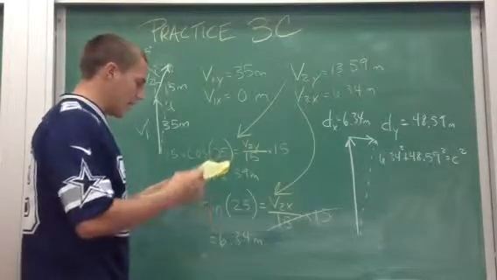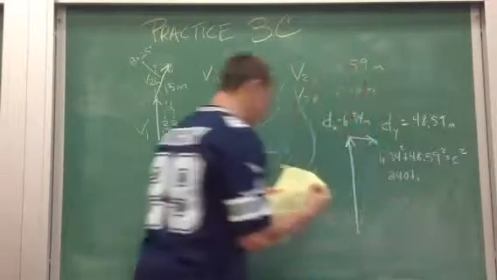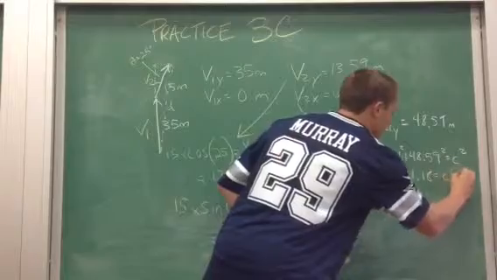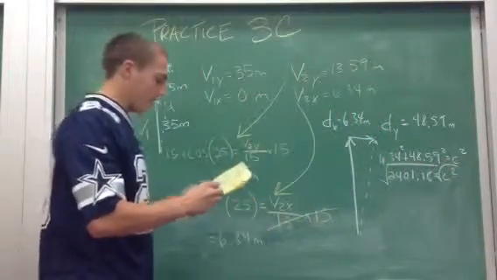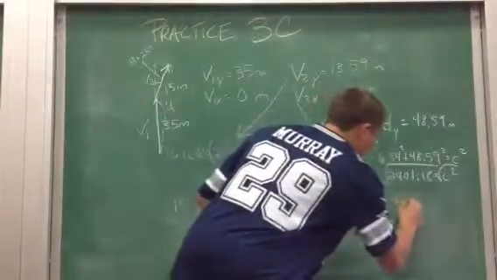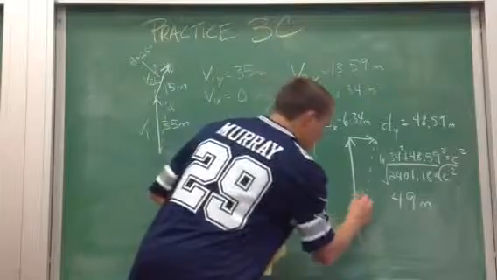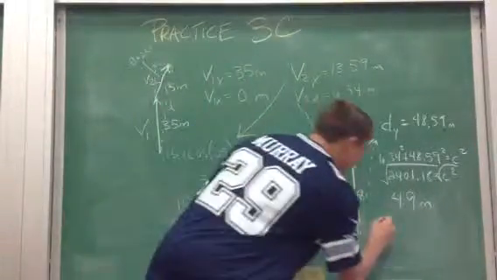When we add those together, we get 2,401.18. This equals c squared. Let's take the square root of both. The magnitude of that final displacement vector is 49 meters. So now we have to find the direction. Let's find this angle, theta. I'm going to use the inverse of tan.